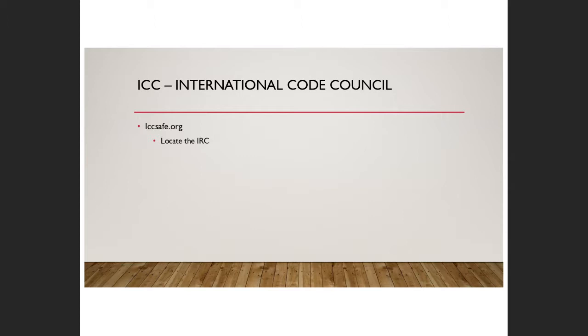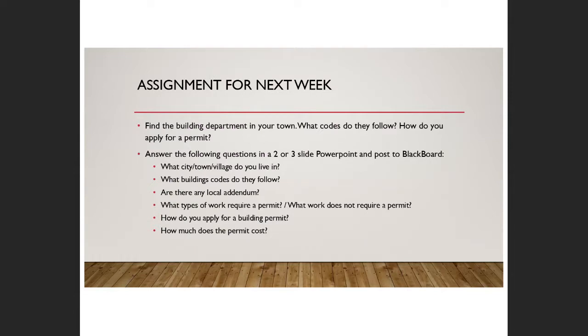Here's a link. I think I had it on some of the other slides, but that's the link to the International Code Council. I'll post this on Blackboard, probably tomorrow, but this will be an assignment for next Tuesday.